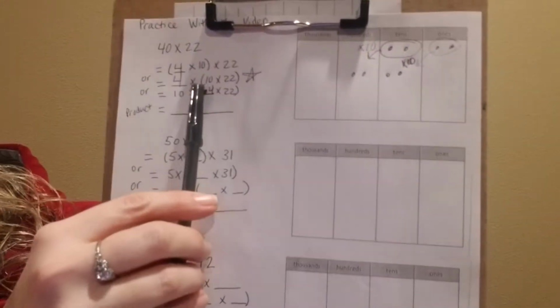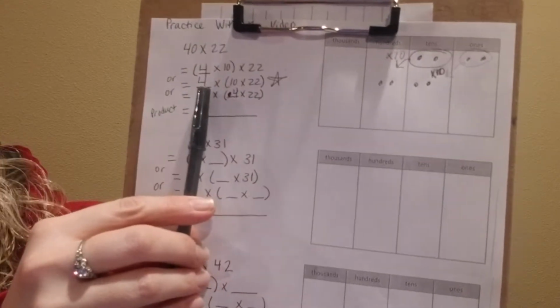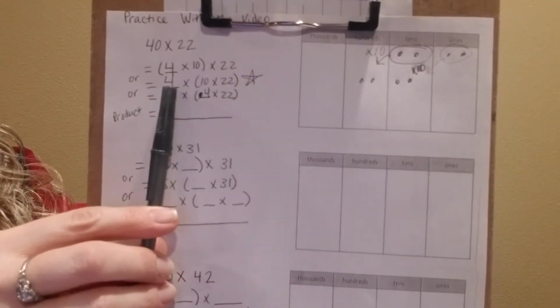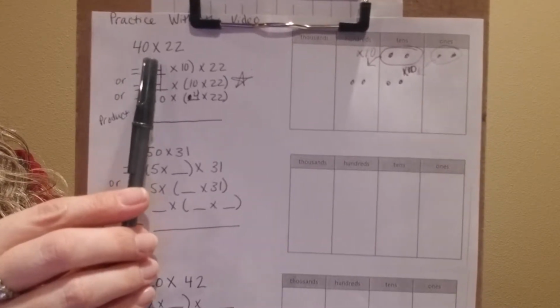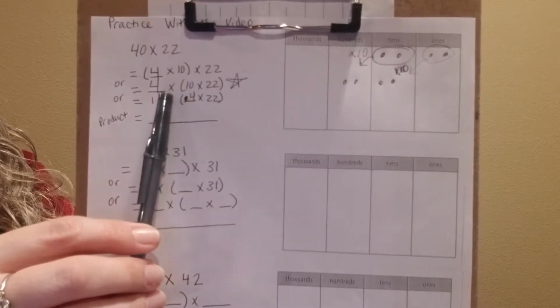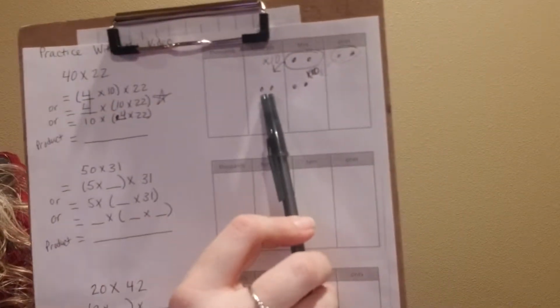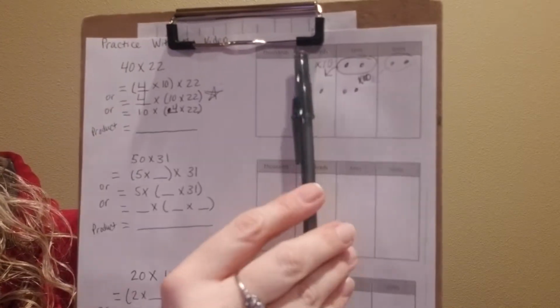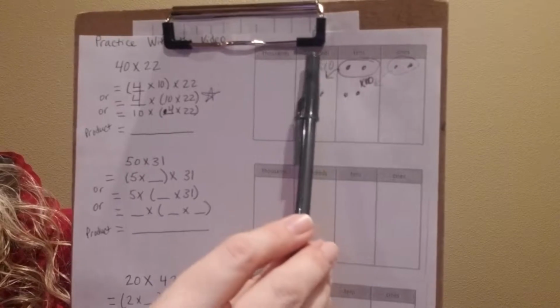I've done the 10 times 22. Now I need to multiply it by 4, because I broke this 40 apart. I said it's 4 times 10. And I already multiplied the 22 by 10. So now I need to multiply this answer by 4. And I can see that how many hundreds do I have? I have 2 hundreds and 2 10s. What number would that be? 220.